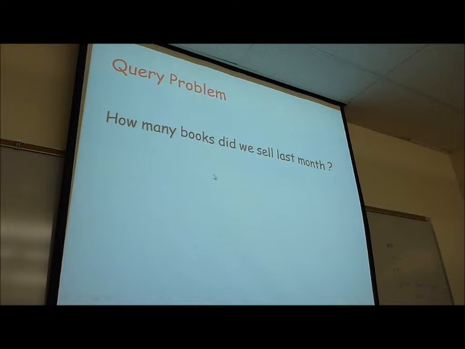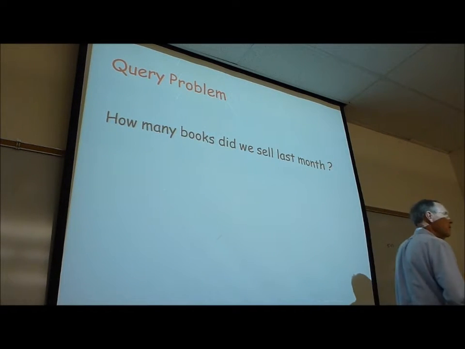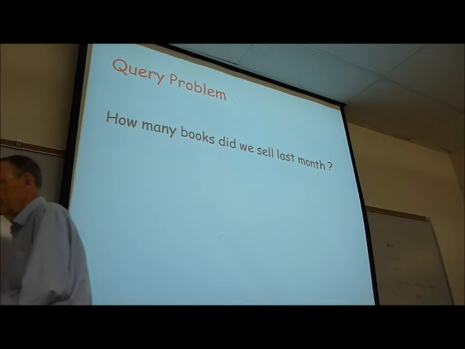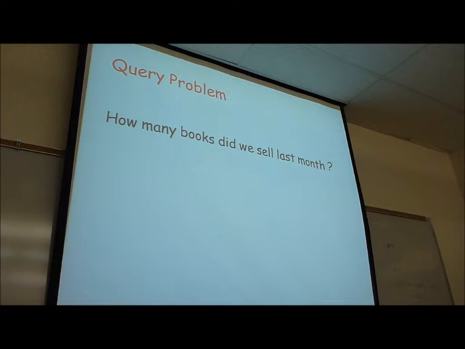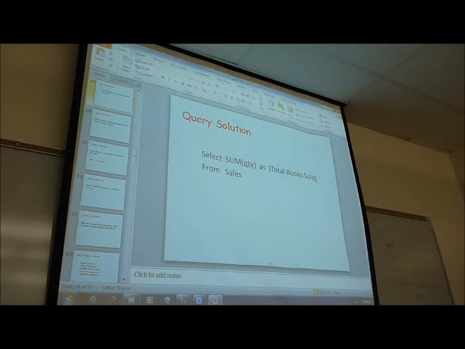We're going to go back and do basically the summing thing again. How many books did we sell last month? Okay, and so now you could run. This one was straightforward. Total books sold from sales. Okay, and so you can type that in and see what you get.